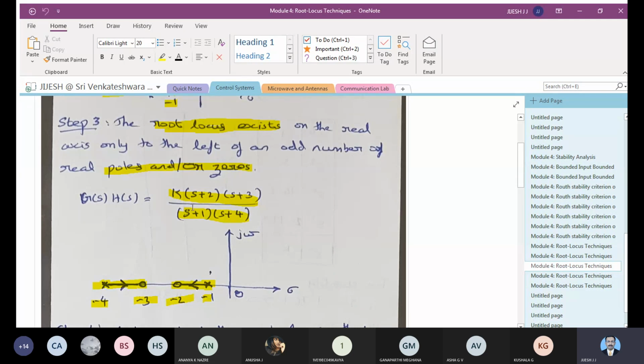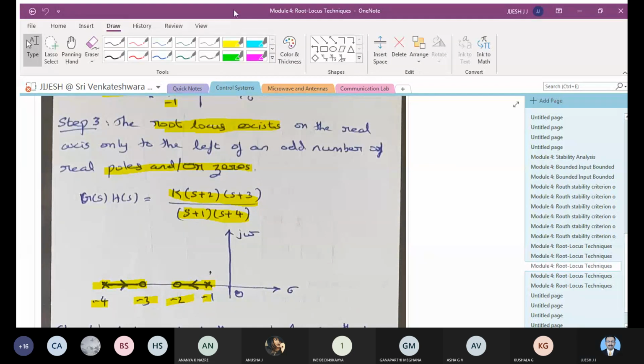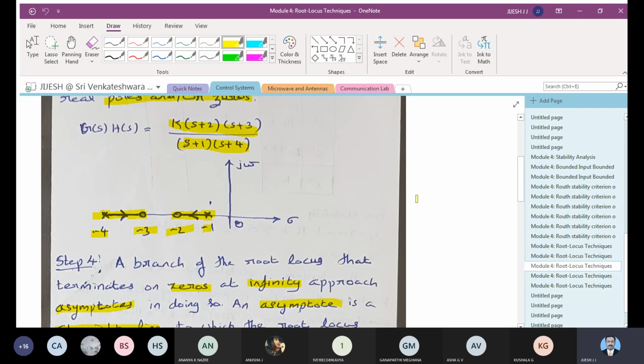So s plus 2 is equal to 0, s is equal to minus 2; s plus 3 is equal to 0, s is equal to minus 3; s plus 1 is equal to 0, s is equal to minus 1; and s plus 4 is equal to 0, s is equal to minus 4. From the numerator we got all the zeros. You can see the zeros here at minus 2 and minus 3, and then we got poles at minus 1 and minus 4. That's what we have done, and we have also drawn the branches from the poles towards the zeros.